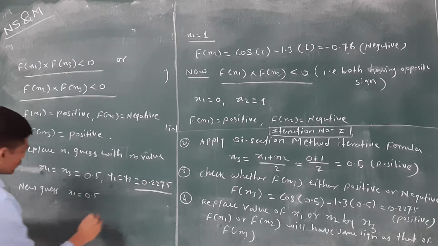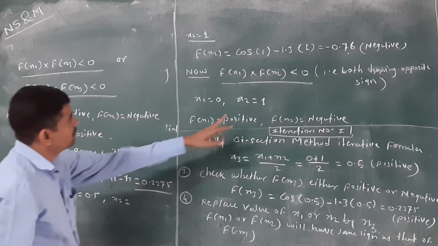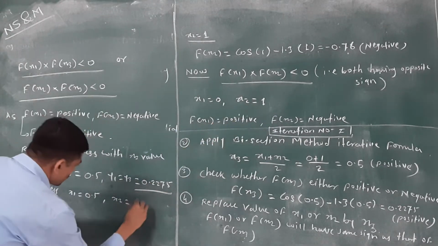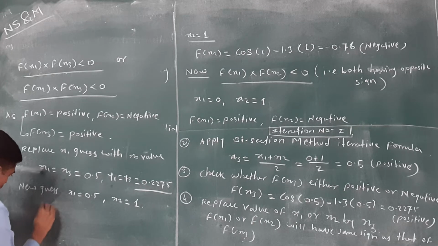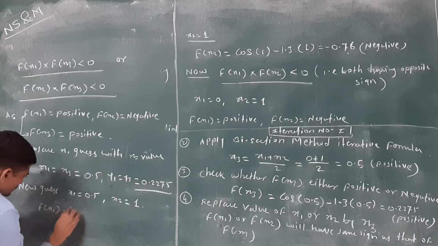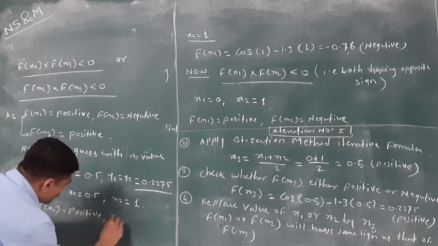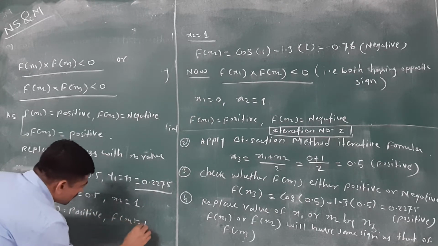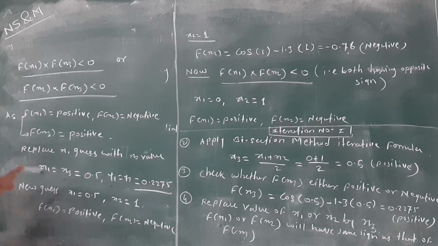And what is x2? We keep x2 as it is. Here x2 is equal to 1, because this is the negative. Again we can write f of x1 is positive, and f of x2 has the negative sign. Yes, clear? This is your step number 4.